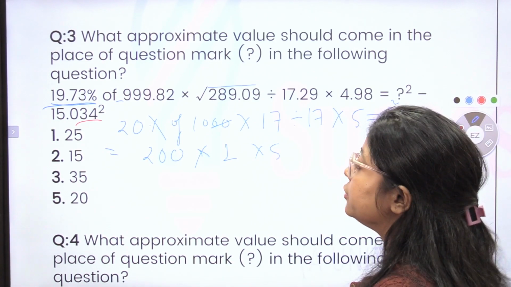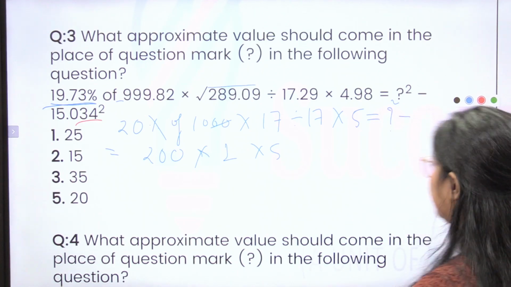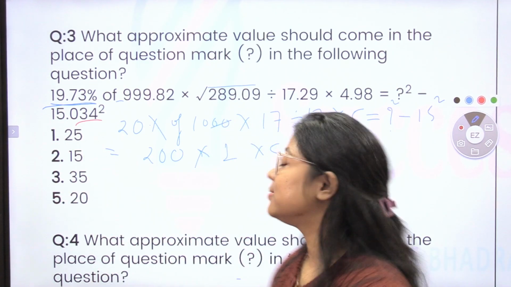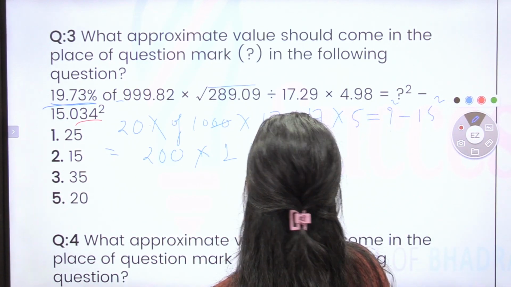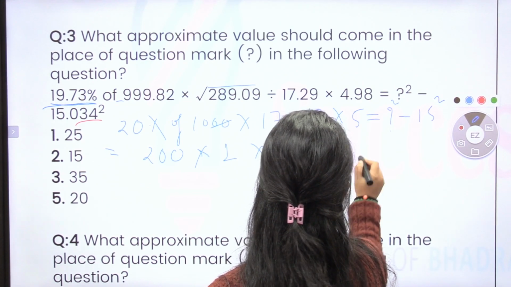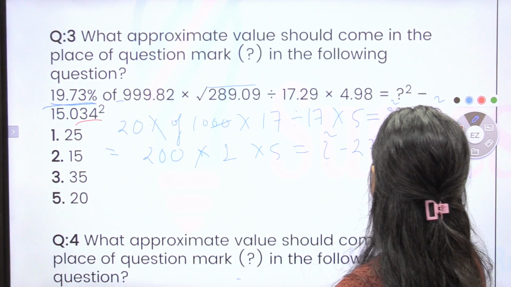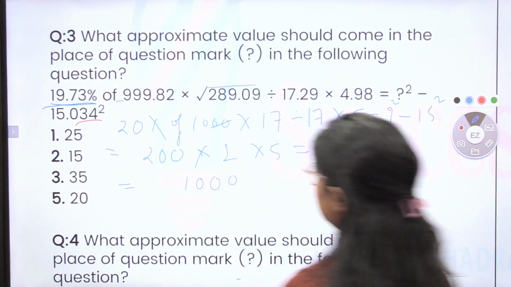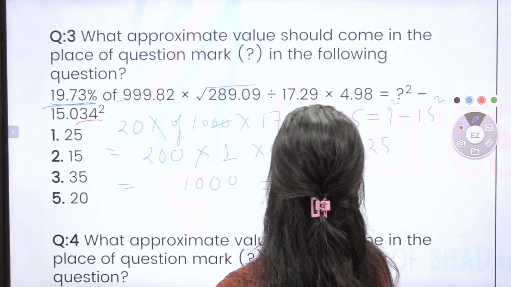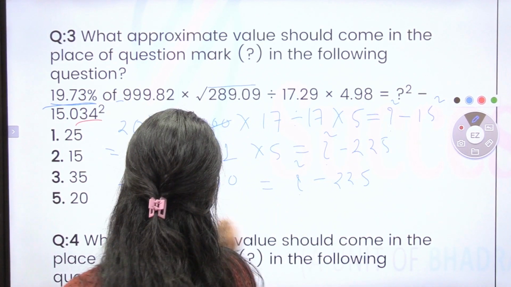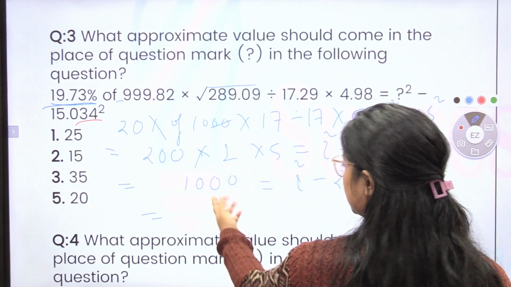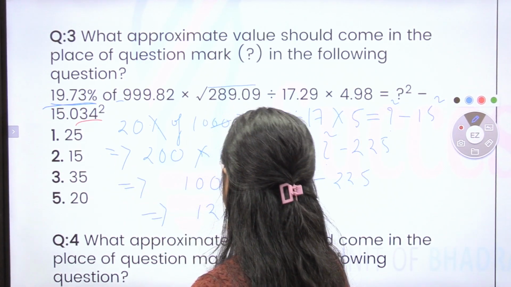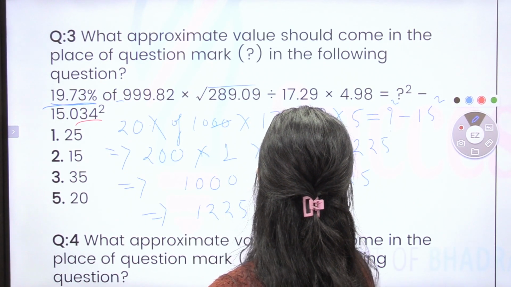What will you approximate? You will approximate this number as 15 square, because after the decimal the value is less than 5. So question mark square minus 15 square will give you 225. From here we get 1000 is equal to question mark square minus 225. If you bring this 225 before equal, it will give you 1225 is equal to question mark square.